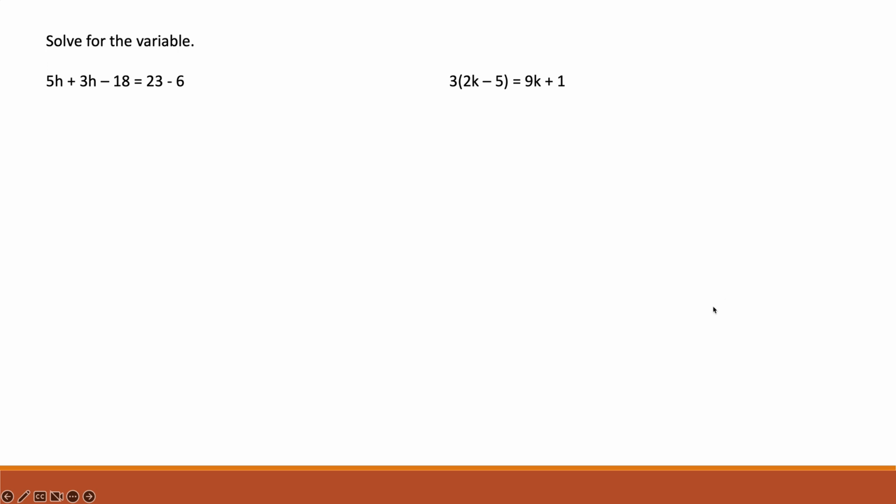Go ahead. Remember, stop and start. Okay, so on the first one, we recognize right away that this is a same size, same operation situation.